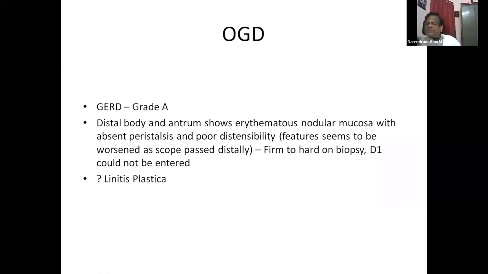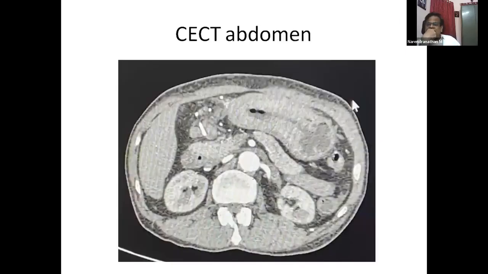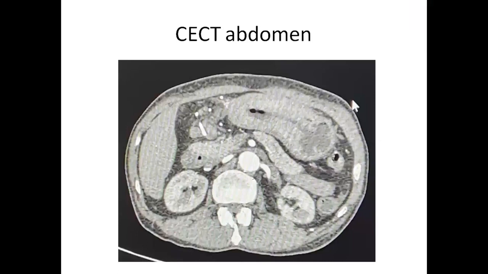What do you mean by that? Which features seem to be worsened? It was better distensible above, and while passing distally, the poor distensibility increased. Maybe he means that it is getting tightly narrow. Is that what he meant? Yes, sir, maybe. Okay, go ahead. Anything else? No. Next, let the other person interpret.